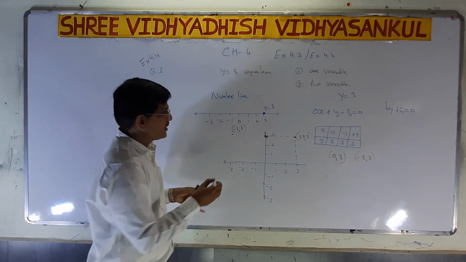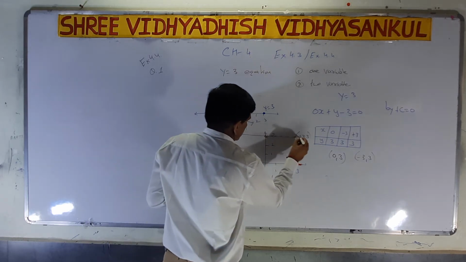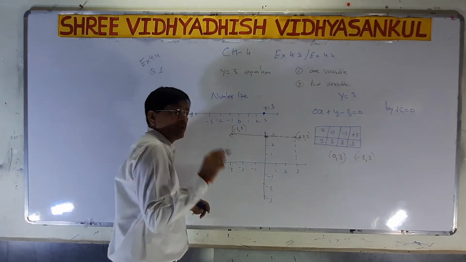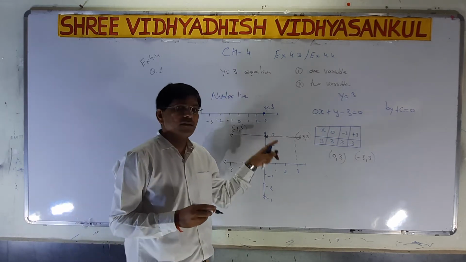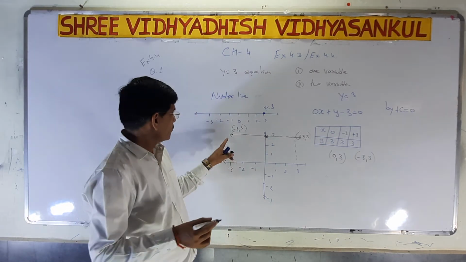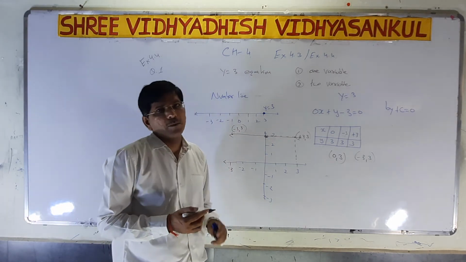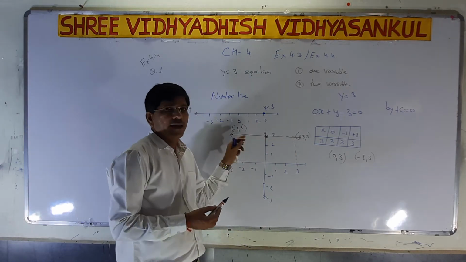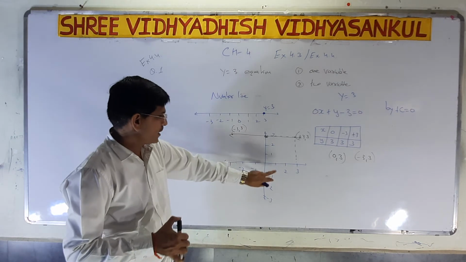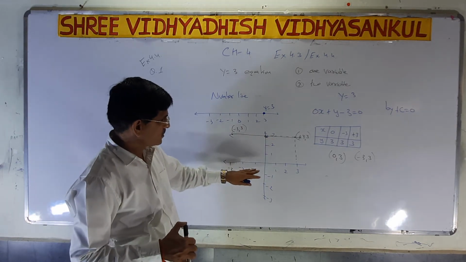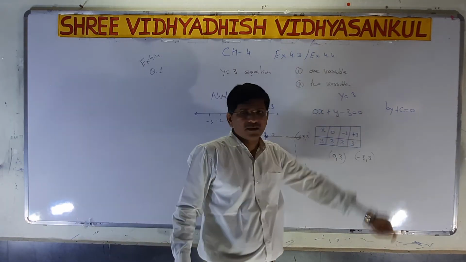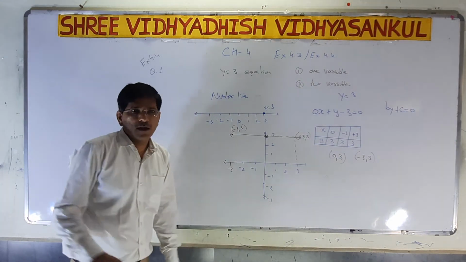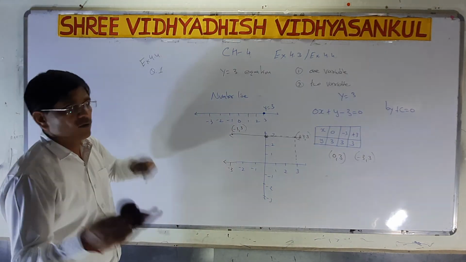So if I join this, a line always has both sides endless. Lines are endless, so we have to make an arrow on both sides. Always remember. So it is parallel to x-axis, because we know that yesterday, by plus c type of graph. That is question number 1.